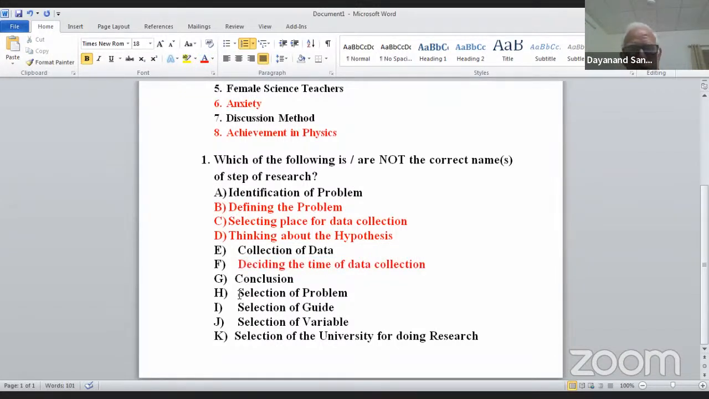Selection of problem, not the correct name. Selection of guide, not the correct name. Selection of variable, not the correct name. And selection of university for doing research, not the correct name. So you can compare your answers, and whatever answers I got in the chat box, not even a single answer is correct.